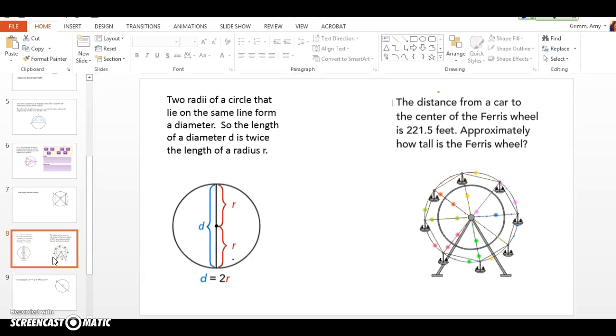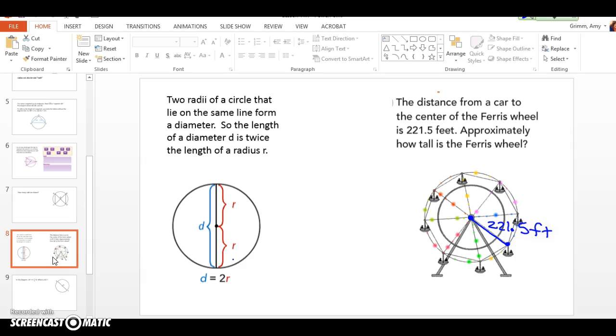The distance from a car to the center of the Ferris wheel is approximately 221.5 feet. Approximately how tall is the Ferris wheel? Okay, so they're saying from a car to the center. So let's pick a car here to the center. That would be a radius. And it says it's 221.5 feet.